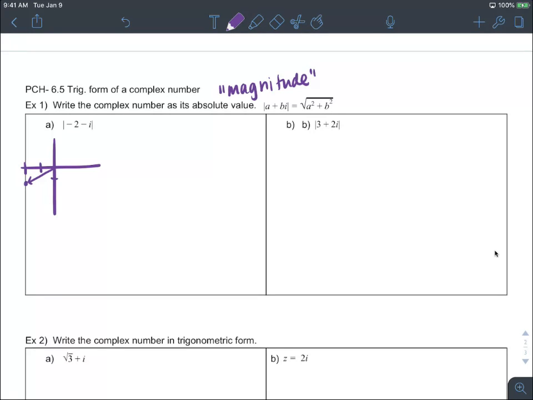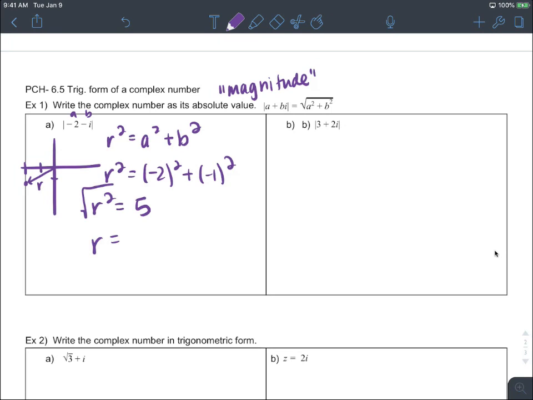So in order to get my magnitude, I can do r squared is equal to a squared plus b squared. My a is the real part, which is negative 2, and b is equal to negative 1. So r squared is equal to negative 2 squared plus negative 1 squared. So r squared is equal to 4 plus 1, which is 5. So r is equal to the square root of 5.